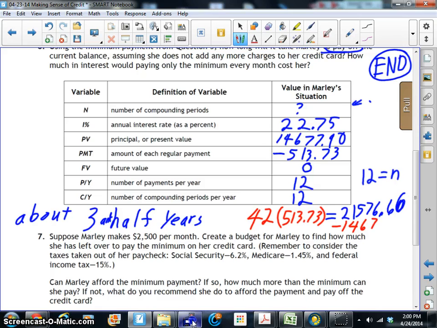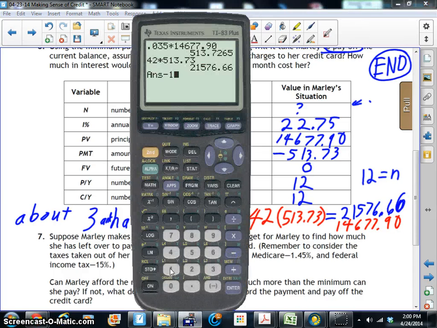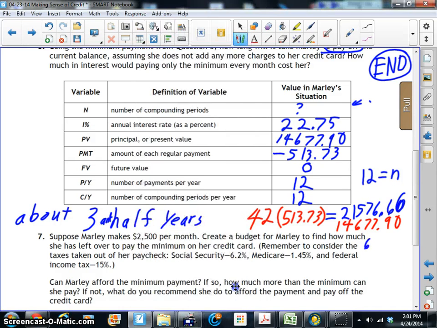So this is 14,677.90. And we're going to subtract that. So we're going to subtract 14,677.90. And that gives me $6,898.76. So 6,898.76, and that's how much we paid on the interest, which is a very high amount, but that's how they make their money.